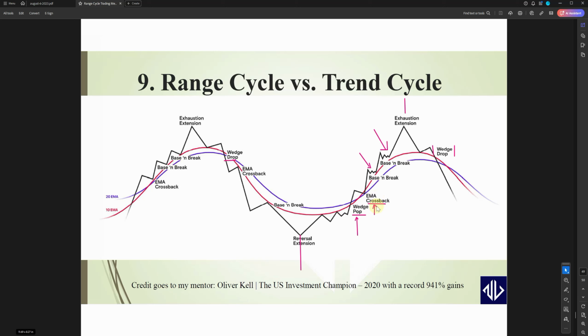And then we have the positive EMA crossback. Now we have the negative crossback, this one. And then we are looking for maybe the first base and break, second base and break, and then here reversal extension, and then maybe we are looking for another up cycle from here. So this is how this trend cycle works. And let's see on the charts.